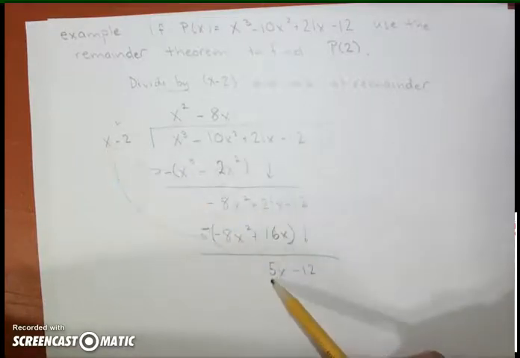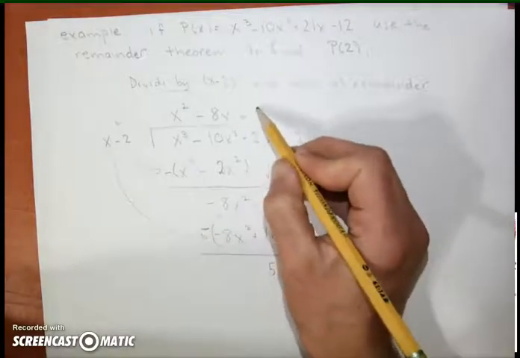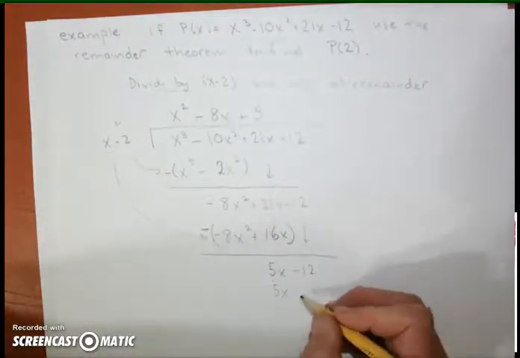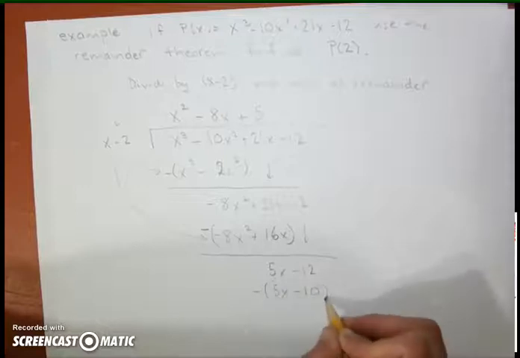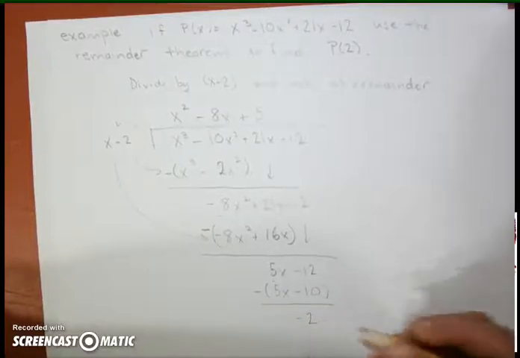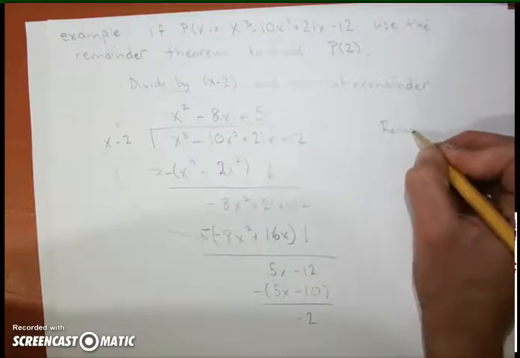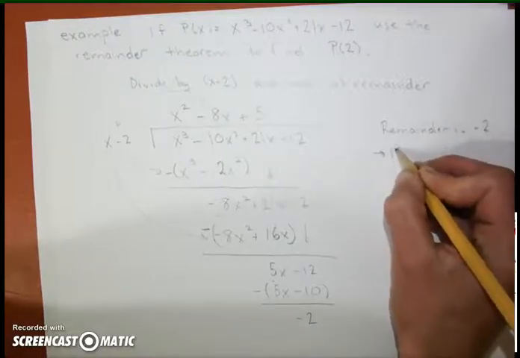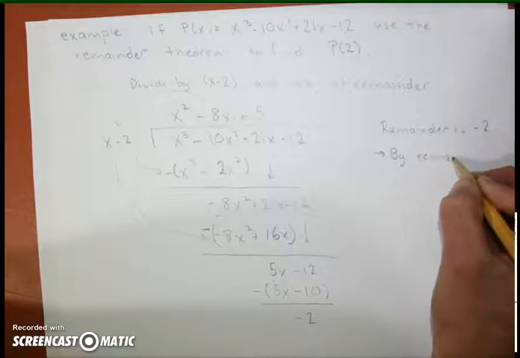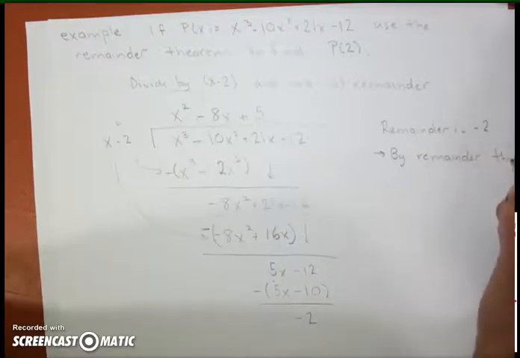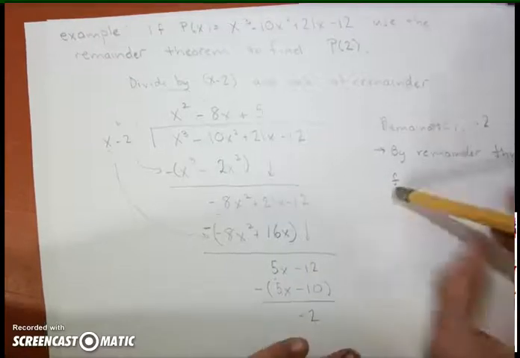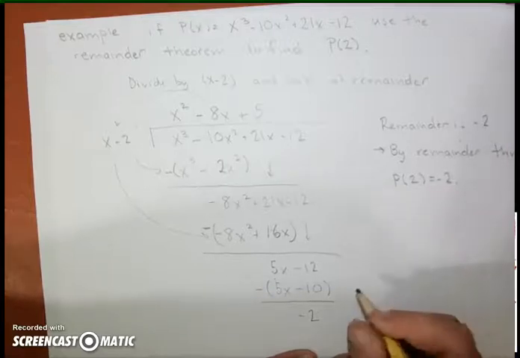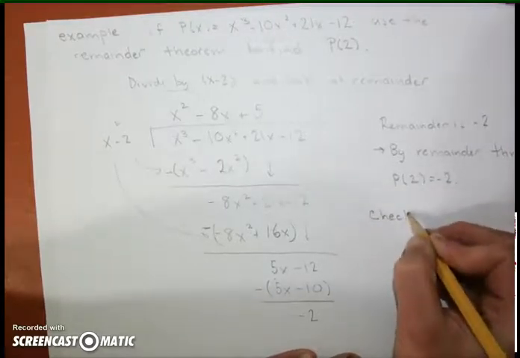How many times does x go into 5x? That's just 5. 5 times x minus 2 is 5x minus 10, and I need to subtract this, and I'm left with negative 2. So the remainder is negative 2, which means that by the remainder theorem, p of 2 equals negative 2. And we can check this by plugging in.